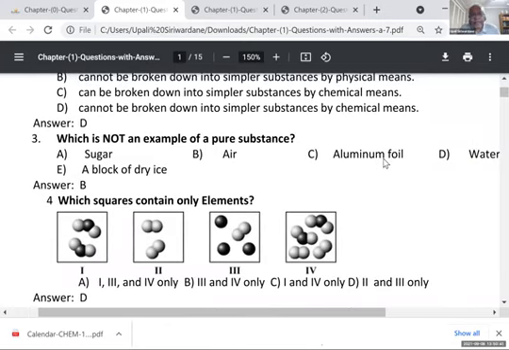What is not an example of a pure substance? Sugar is a compound, a pure substance. Air is a mixture of nitrogen and oxygen, a homogeneous mixture. Therefore air is not a pure substance. B is the answer. Aluminum foil and water are. Aluminum foil is a metal, an element. Water is a compound.